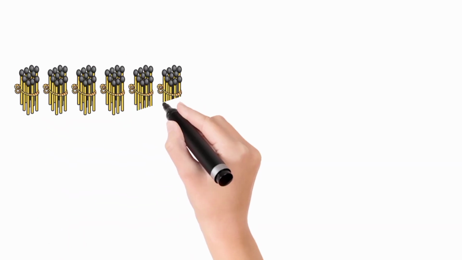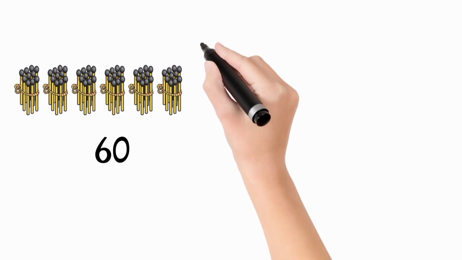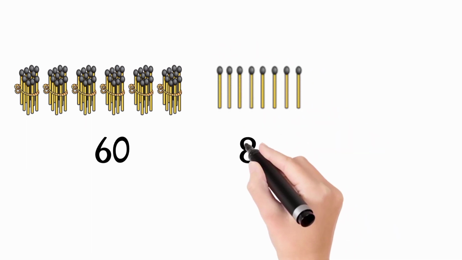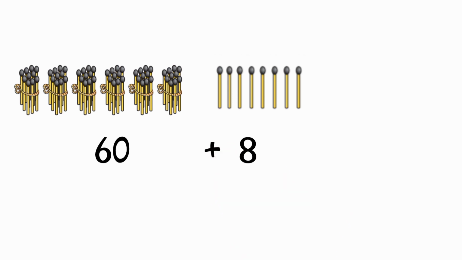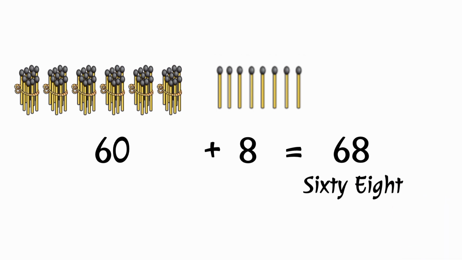Here we have 6 bundles means 60 and 8 loose matchsticks. So 60 plus 8 is equal to 68. 6 tens and 8 ones. 68. इसे 68 कहते हैं.